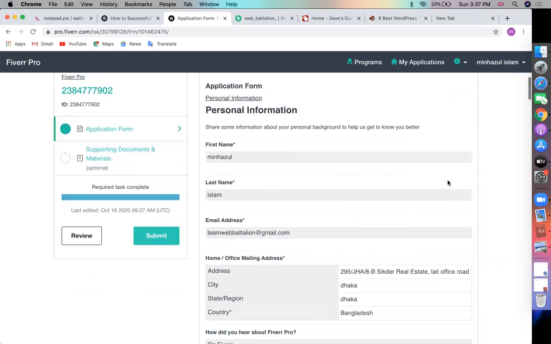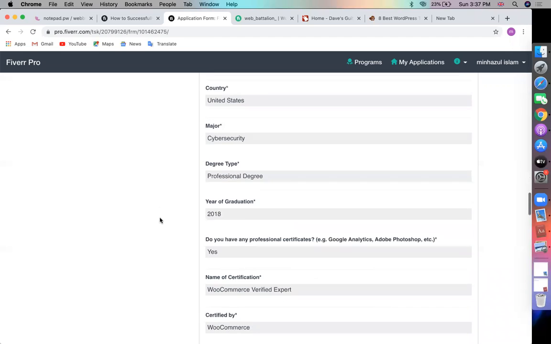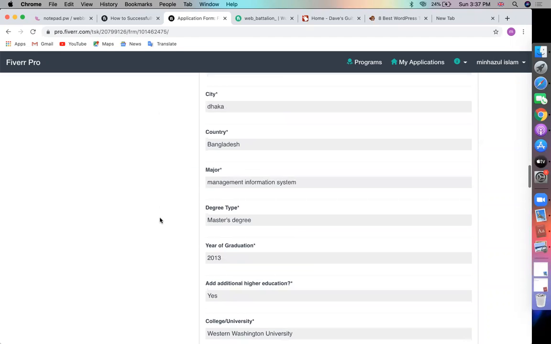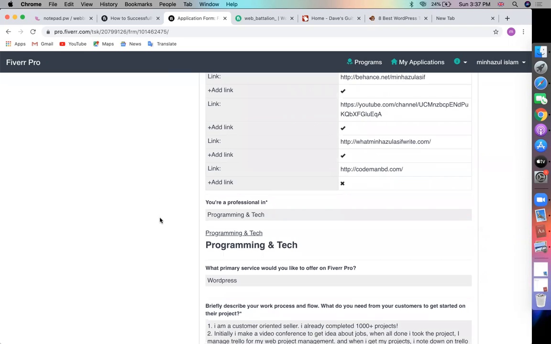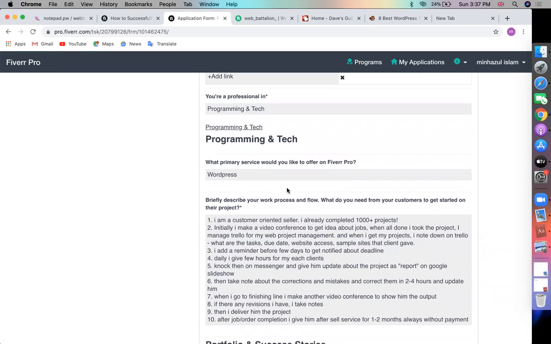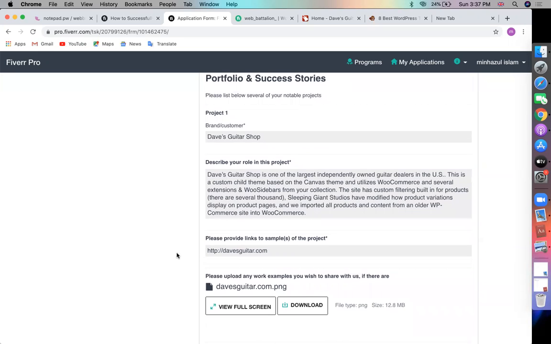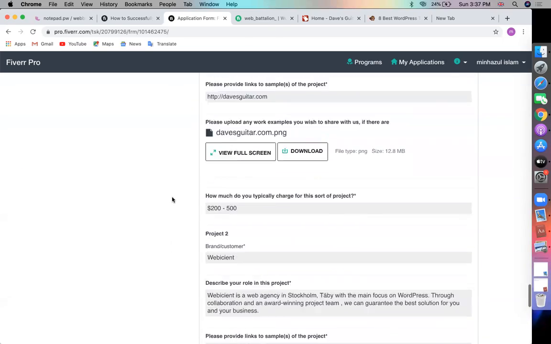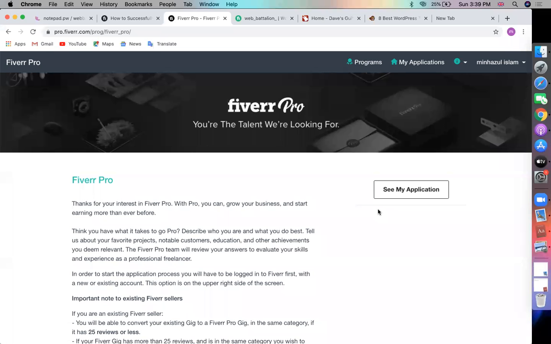So this is the complete application. It summarizes my college, university, education, and then the certifications, and these are my portfolio links, some brief description on programming and tech and WordPress, how I manage my client, the portfolio description links, my WordPress certificates, and some brief information about me. So this is the complete application form, and I'm going to submit it now. Okay, I already submitted my application.